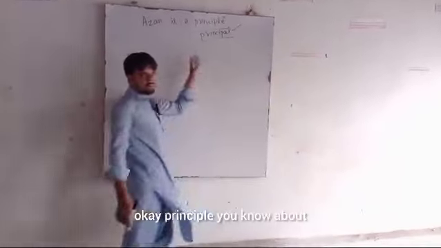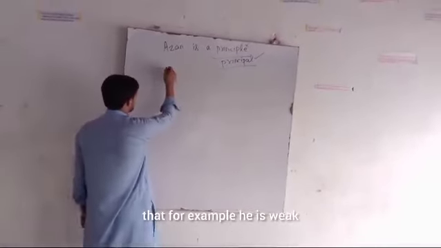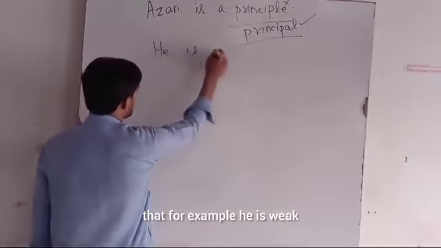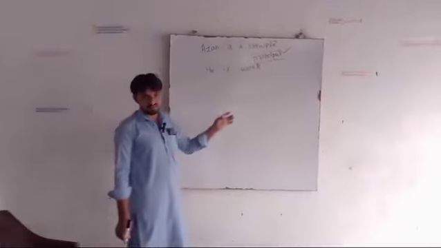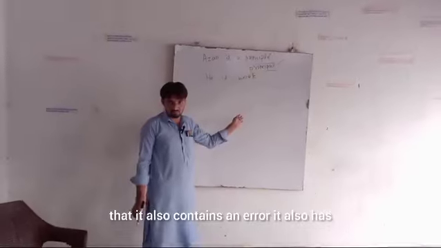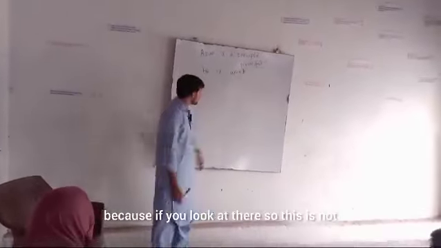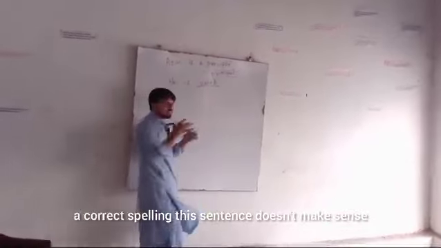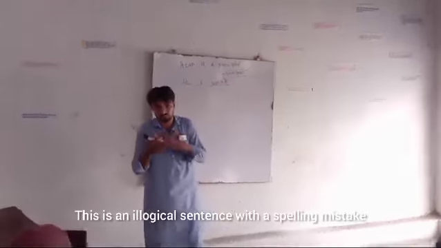Okay, principle, you know about that. And what about the second example? We can say something like that, for example. He is weak. So once again, this is clear that it also contains an error. It also has a spelling mistake in it because if you look at that, this is not a correct spelling. This sentence doesn't make sense. This is an illogical sentence with a spelling mistake in it.